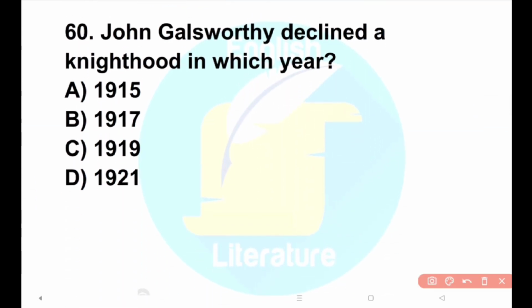John Galsworthy declined a knighthood in which year? Option C, 1919. No, 1916 or 1918. I think this is disputed.